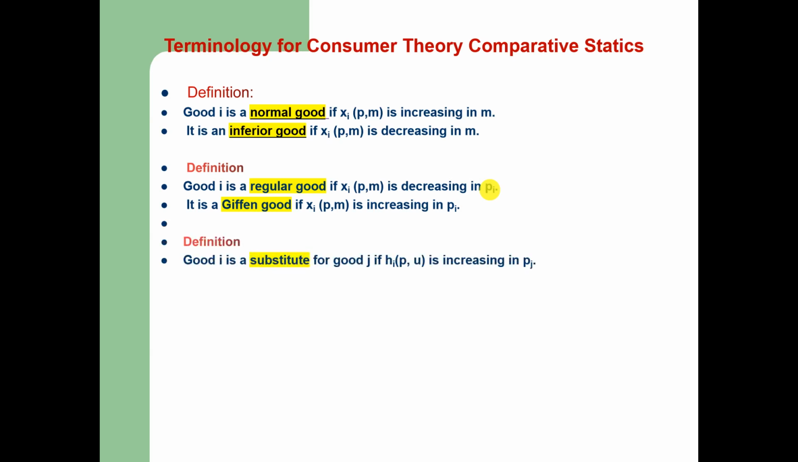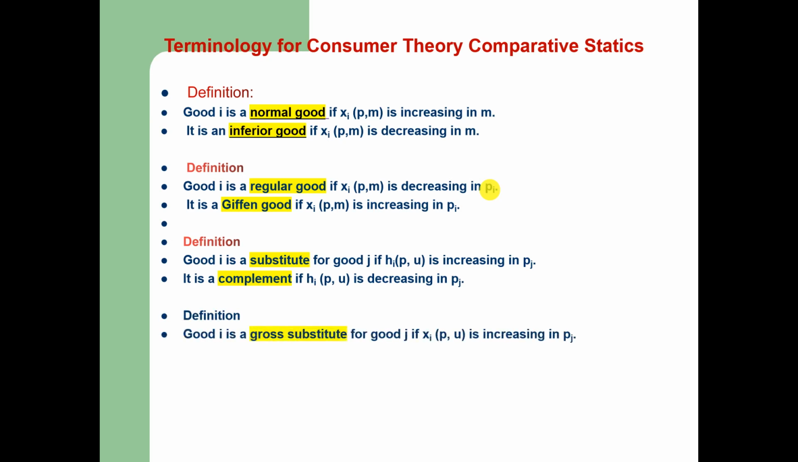Similarly, good xi is a substitute for good xj if the Hicksian demand function is increasing in the price of xj. So, if the Hicksian demand curve for xi is increasing in the price of xj, then xi is a substitute for xj. It will be a complement if the Hicksian demand function is decreasing in the price of xj. So this is how we classify goods as substitutes or complements.